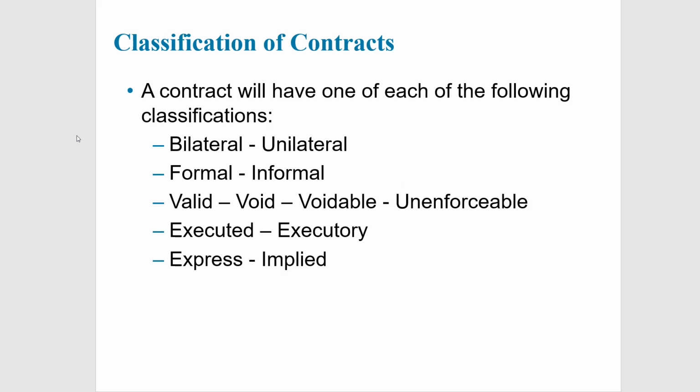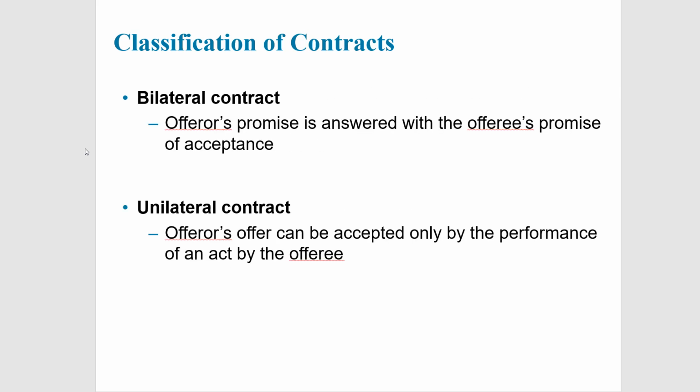Now we look at ways to describe contracts. We call those classifications. So each contract will have one of each of these following categories of classifications. So they can be bilateral or unilateral, formal or informal, valid, void, voidable or unenforceable, executed versus executory, and express versus implied. And we'll look at what those mean starting now.